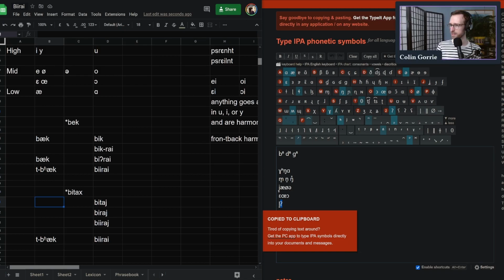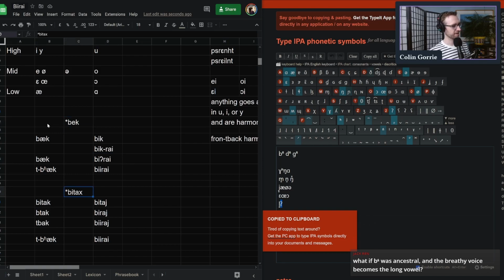Sorry, I think I may have lost. Oh yeah, okay. Here it is, Bitach. This is Elijah's suggestion. This isn't my work. I'm just making it so that everyone can see it. So Bitach, and then we get fortition, Bitak. And then we get Bitak, Tbæk. Okay, this is another cool suggestion. So this is courtesy of Elijah. This is my attempt. Beck.